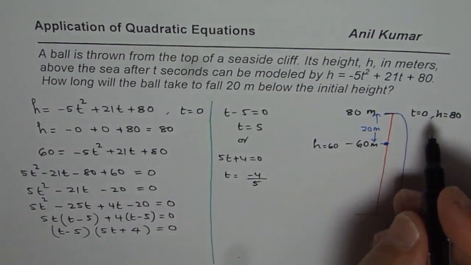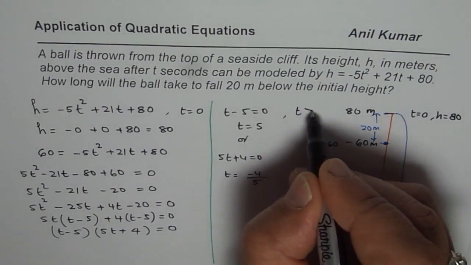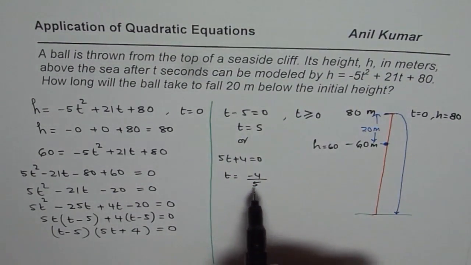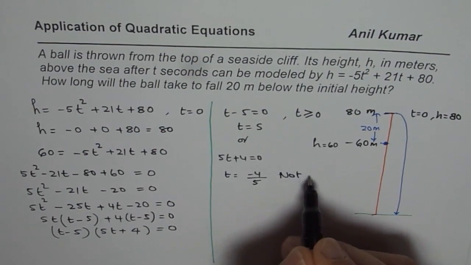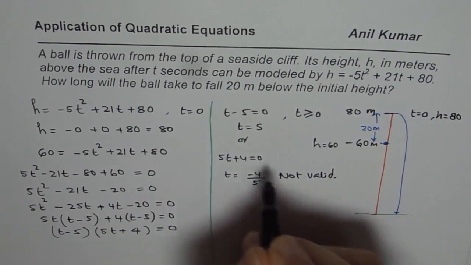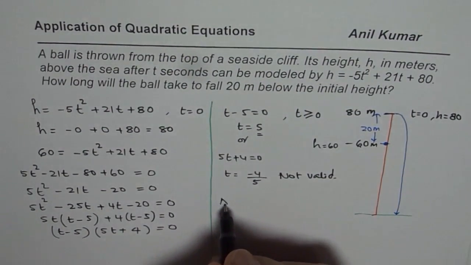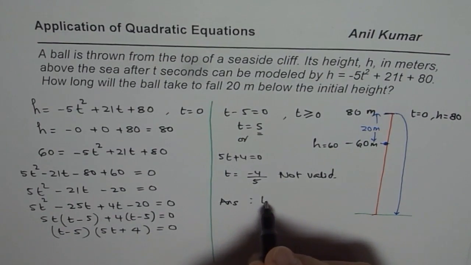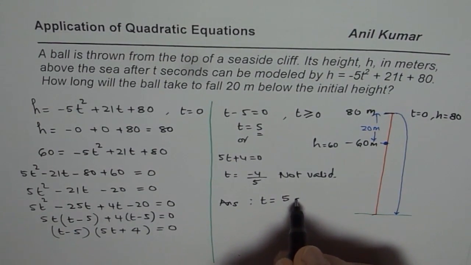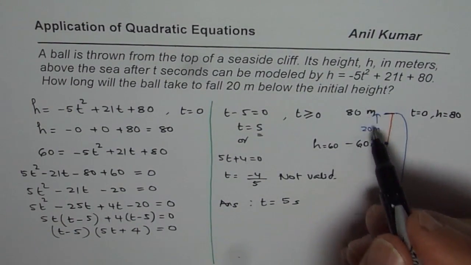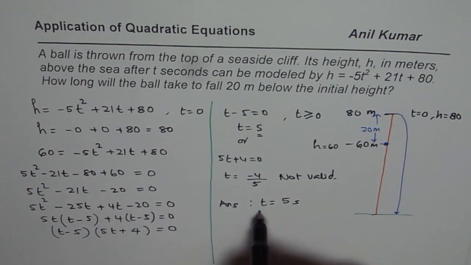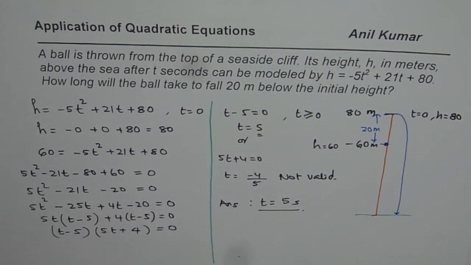Since we know in our case t is greater than or equal to 0, right? Therefore that is not valid. So the answer valid for us is t equals 5 seconds. At t equals 5 seconds, the ball will drop by 20 meters, right? So that becomes the answer for us.